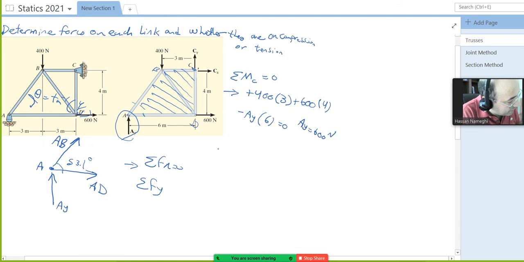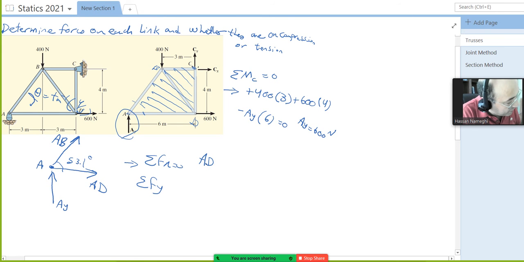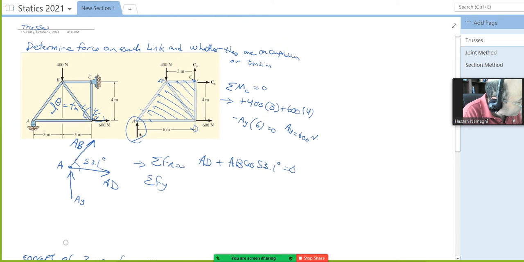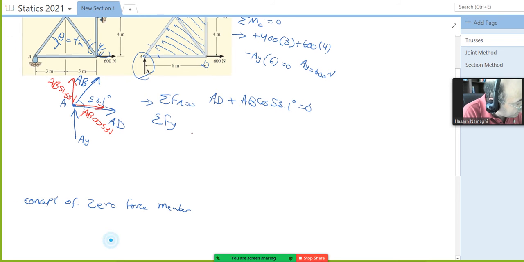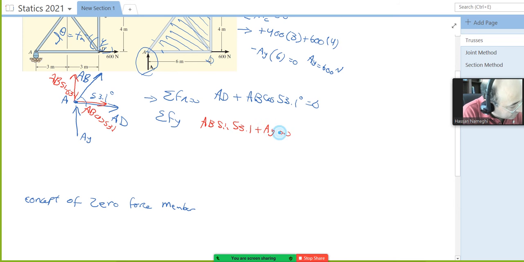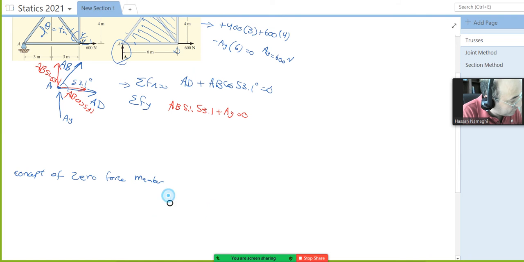On the x, I have force AD plus AB cosine 53.1 degrees equal to 0. Why use cosine here? Because that's adjacent to X. On the Y, that's going to be perpendicular. So the y component is AB sine 53.1, and on the x you have AB cosine 53.1. Now, sum on the y, I have AB sine 53.1 plus AY. I already calculated AY. AY is 600, so I'm going to put 600 here.